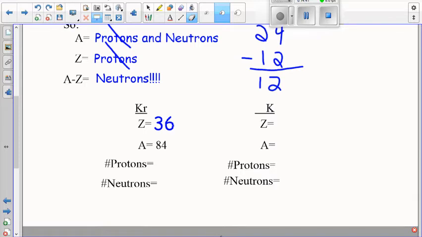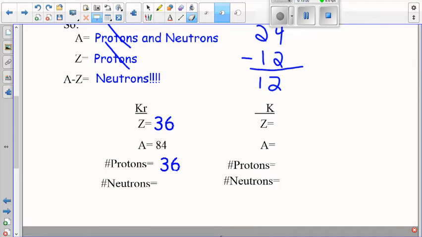How many protons does this have? Protons is 36, right? Yep. The protons and the Z and the atomic number, those three things are all three different ways of saying the same thing.